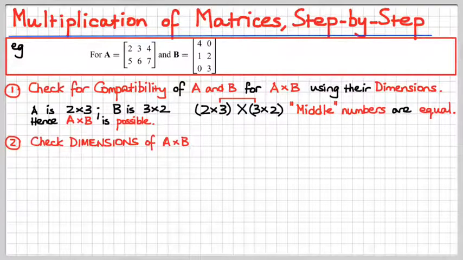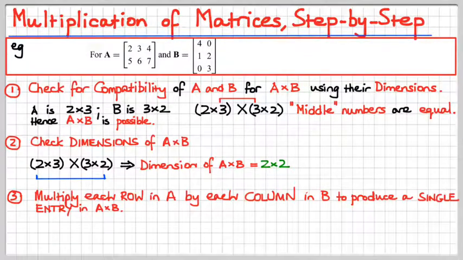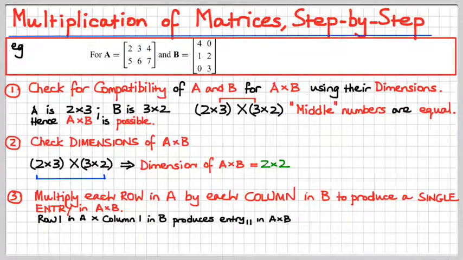Now you check the dimensions of A times B with the outside numbers. It's going to be a 2 by 2 matrix, okay? Having done that, now we can proceed with the actual multiplication. You multiply each row in A by each column in B to produce a single entry in the respective positions of A times B, knowing that you're going to get a 2 by 2 matrix result. So row 1 in matrix A times column 1 in matrix B produces the entry at row 1, column 1 in A times B.